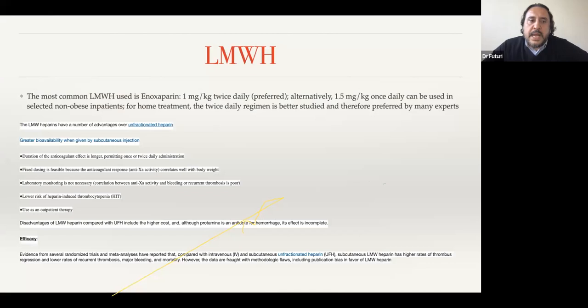So low molecular weight heparin, again, some patients that I don't like to use this in are patients who are obese. It is not really well studied, but it's a great medication for home treatment. We teach a lot of these patients how to self-administer. The needle is small, like insulin needles. Again, laboratory monitoring is not necessary. Disadvantages primarily is it's costly.